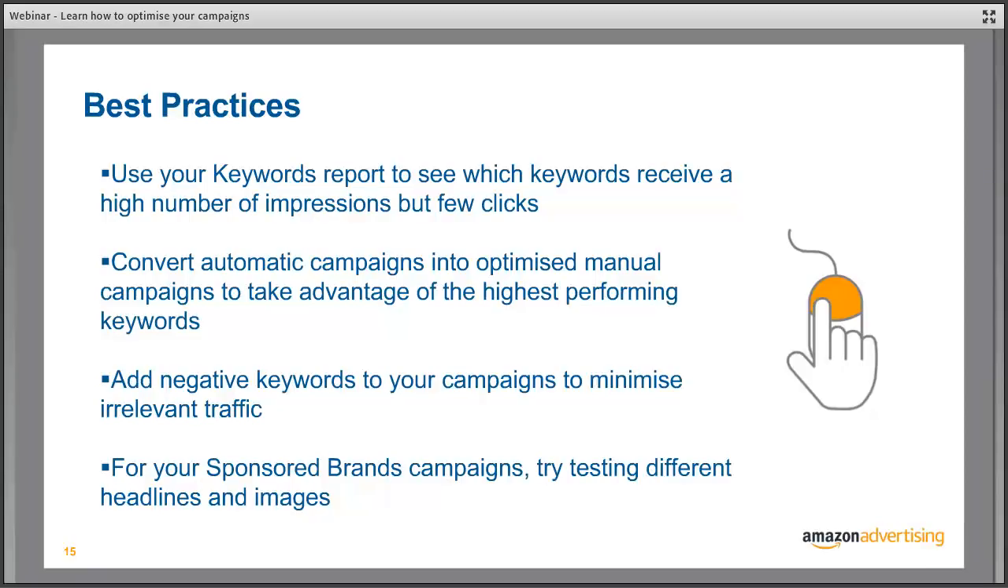Reevaluate your negative match types every 1 to 3 months to keep up with shifts in search trends over time. Next, try testing different headlines or a variety of images for your sponsored brands to better engage shoppers and see which draws the most clicks. Finally, enhance your product detail pages to increase the opportunity for better ad placements and additional clicks.